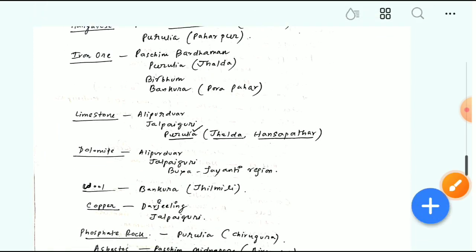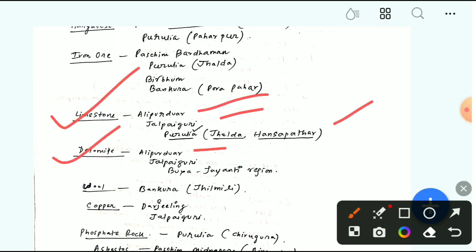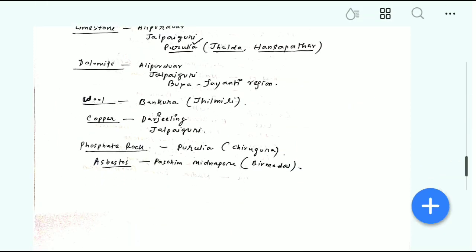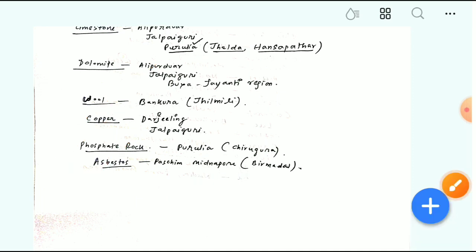I'm telling the maximum where it is produced. Limestone, Alipurduar, Jalpaiguri, Purulia. Dolomite, Alipurduar, Jalpaiguri. Wool, Bankura, Jhilimili. Copper, it is Darjeeling. Phosphate rock, Purulia. Asbestos, Paschim Medinipur.